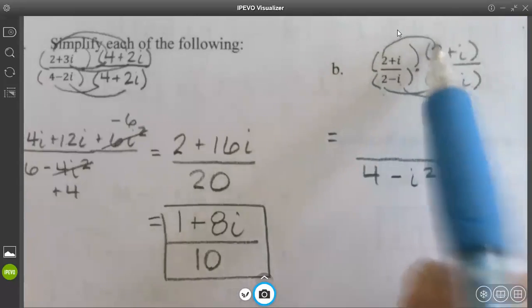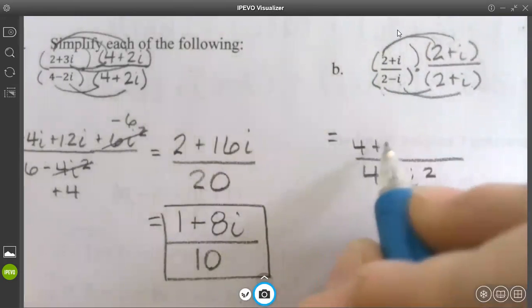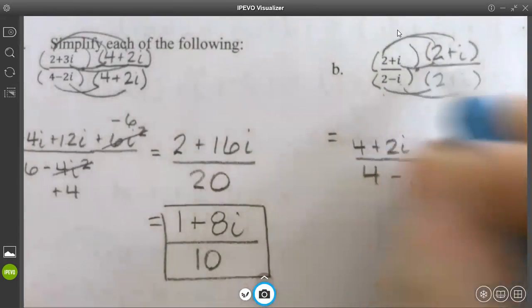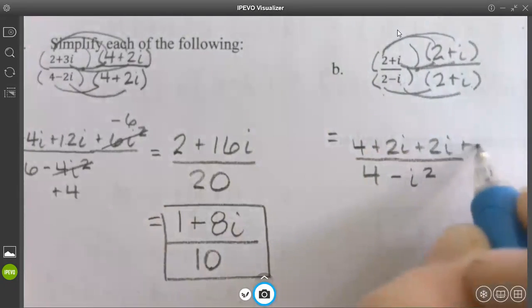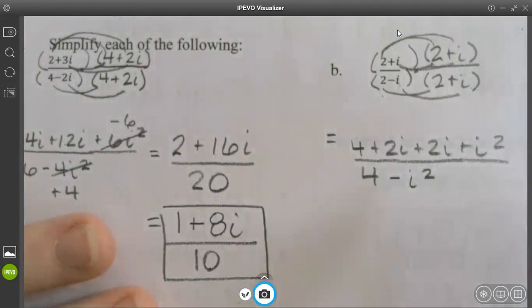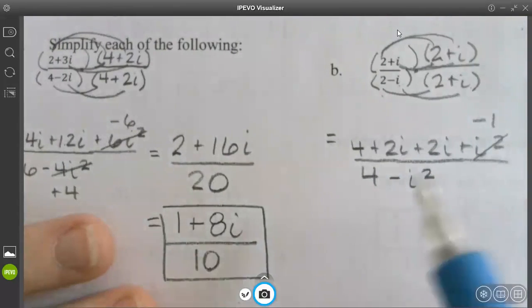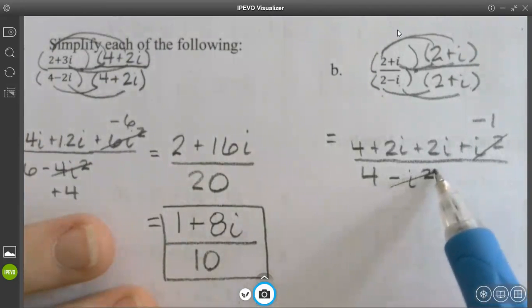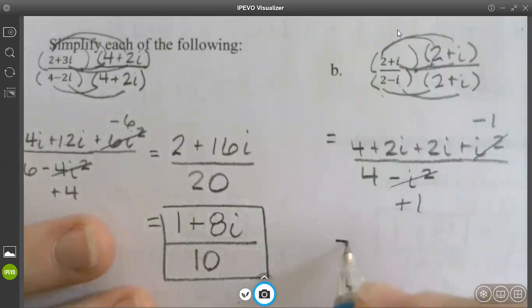On the top, 2 times 2, 2 times I, I times 2, I times I. What is I squared? It's just a sign changer. So this is 1 I squared, so it's going to change to negative 1. This is negative 1 I squared, so it's going to change to positive 1.